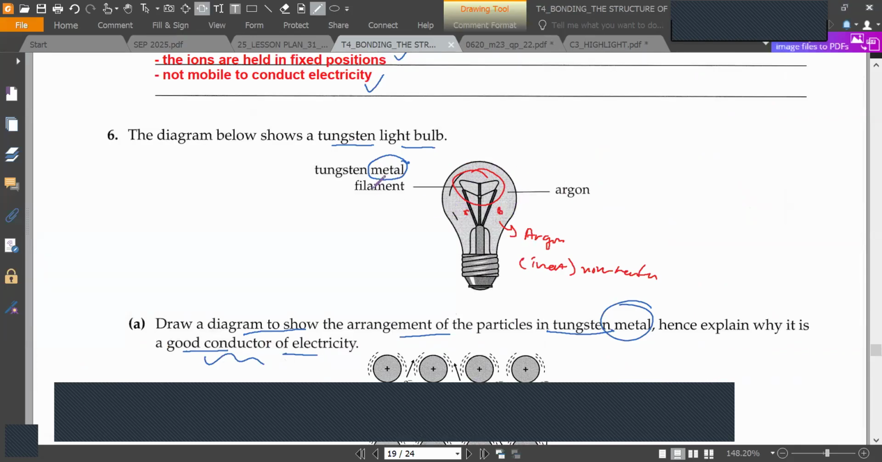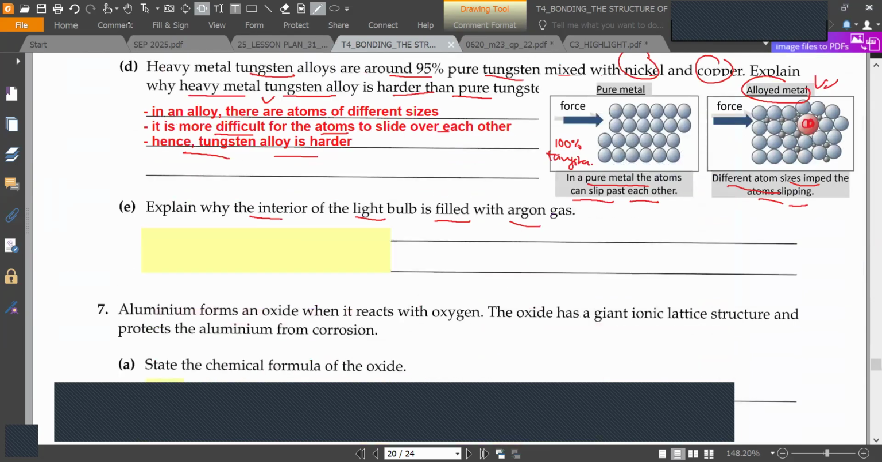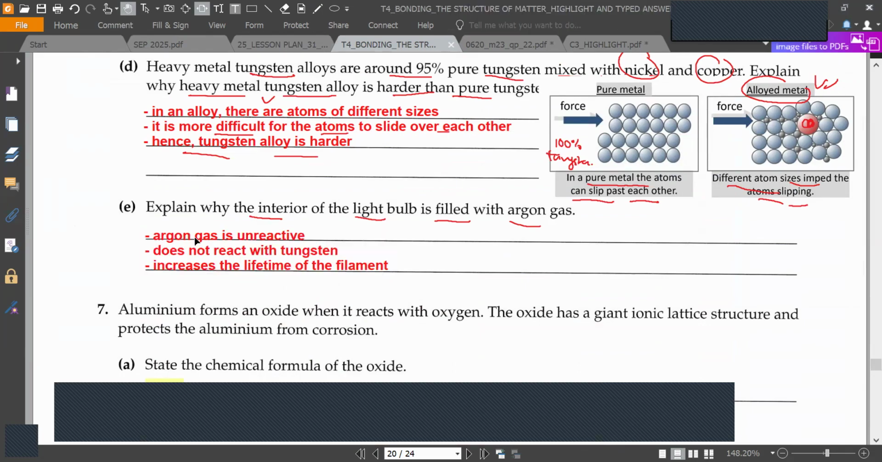Why? Because if you have oxygen inside, the oxygen will react with the tungsten. We don't want that. We want the tungsten metal. We don't want it to react with oxygen, so we will put inert gas inside. Because argon gas is unreactive, it does not react with tungsten. So it will increase the lifetime of the filament, so the light bulb can be used for longer.